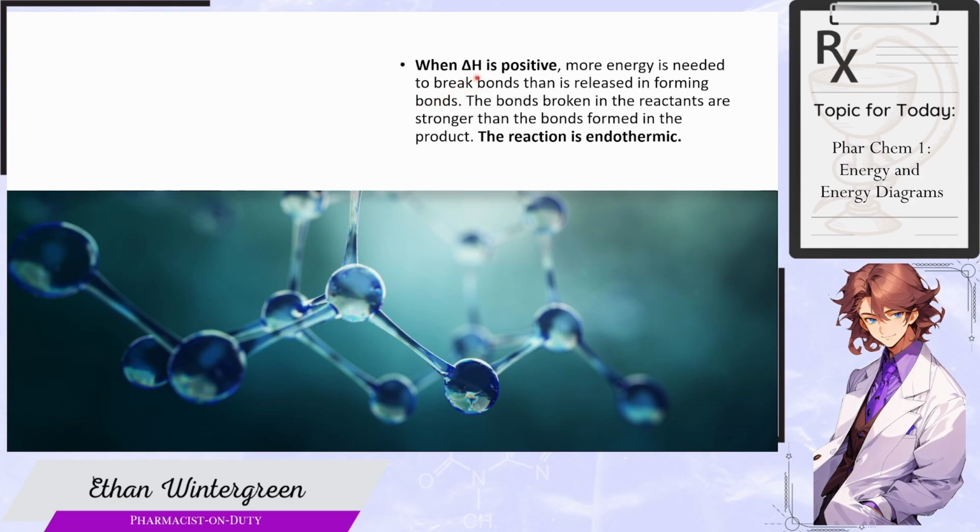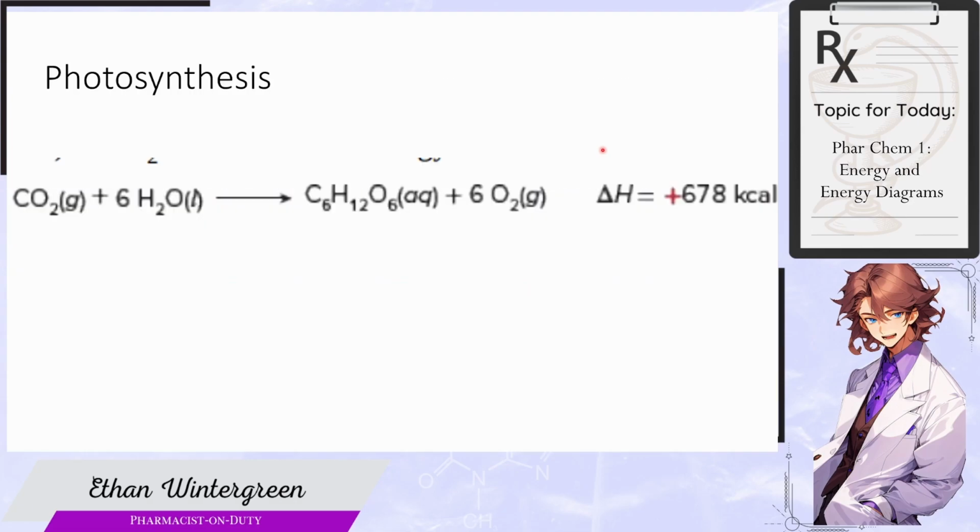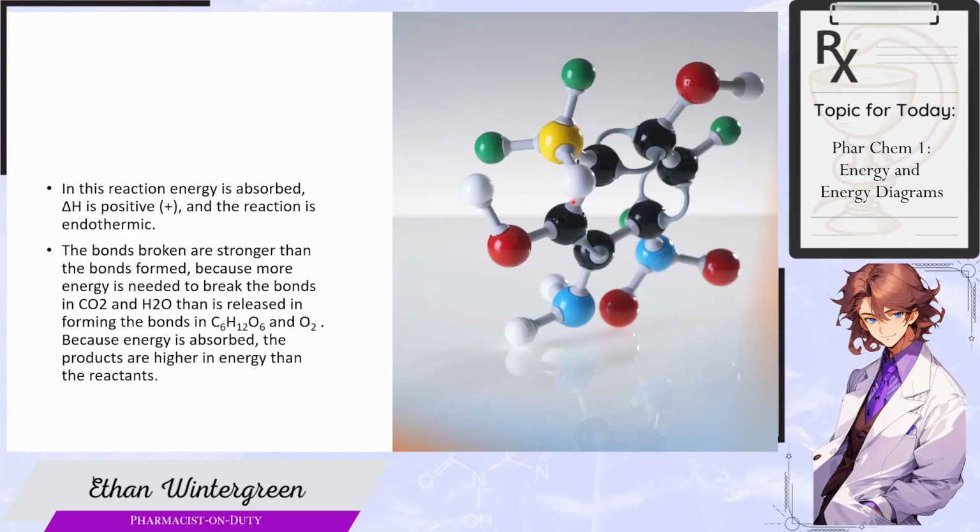Next, when enthalpy is positive, this is the opposite: more energy is needed to break the bonds than is released in forming the bonds. The bonds broken in the reactants are stronger than the bonds formed in the products, and the reaction is endothermic. A good example of this is photosynthesis. In photosynthesis, you need to add heat to convert carbon dioxide and water to form sugar, with oxygen as a byproduct. Since you need to add heat, it is endothermic. In this reaction, energy is absorbed, enthalpy is positive, and the reaction is endothermic.